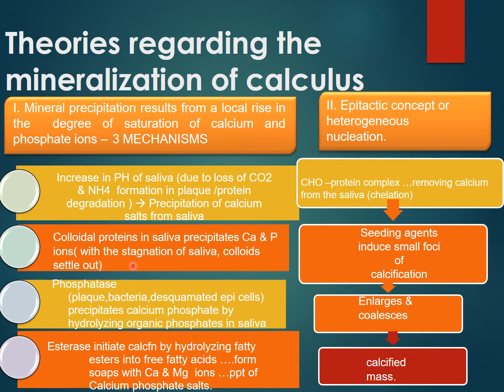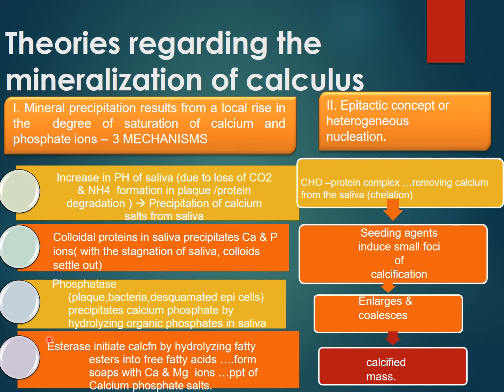The second one is colloidal proteins in saliva, which precipitate the calcium and phosphate ions. This happens with the stagnation of saliva, and when the colloidal proteins settle out, which leads to the precipitation of calcium and phosphate ions. The third one is by phosphatase and esterase. Phosphatase is present in the plaque, bacteria, and desquamated epithelial cells present in saliva, and it precipitates the calcium phosphate by hydrolyzing organic phosphates in saliva.